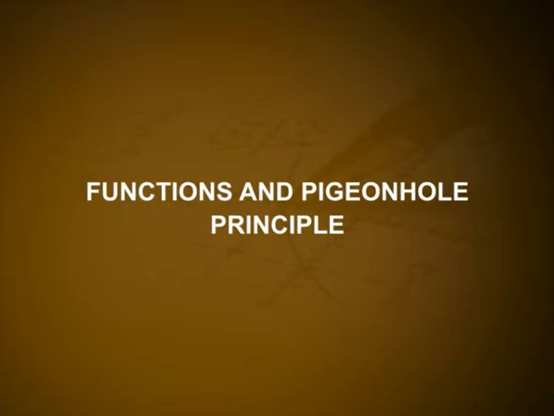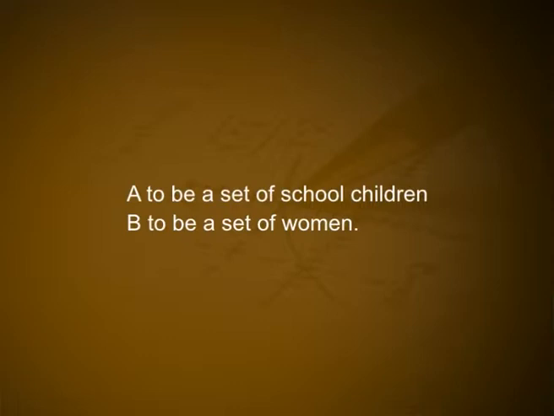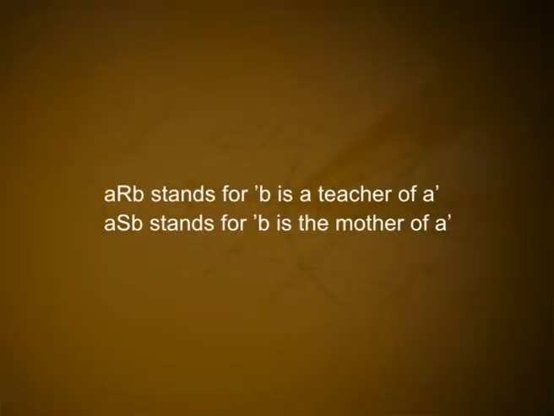Functions and pigeonhole principle. Consider A to be a set of school children and B to be a set of women. Consider two relations R and S from A to B given as sets of ordered pairs of the form (a, b) where a belongs to A and b belongs to B. Let aRb stand for b is a teacher of a, and aSb stand for b is the mother of a.